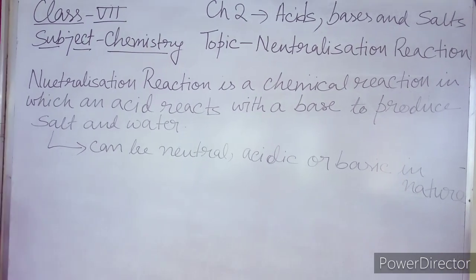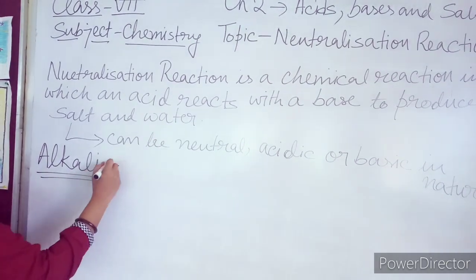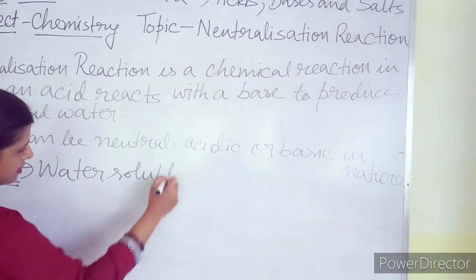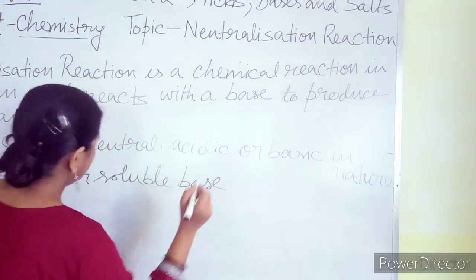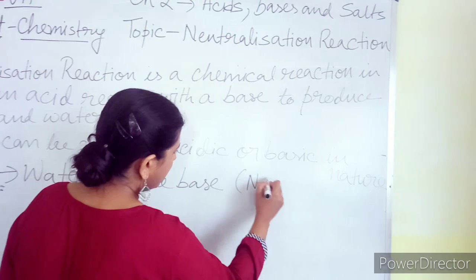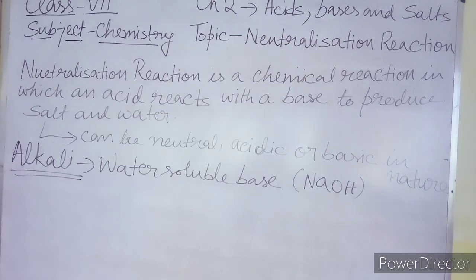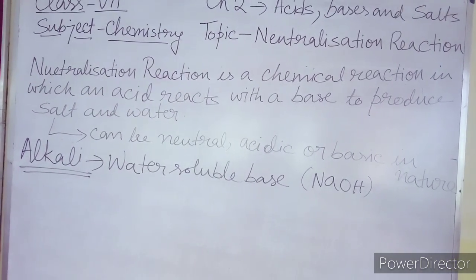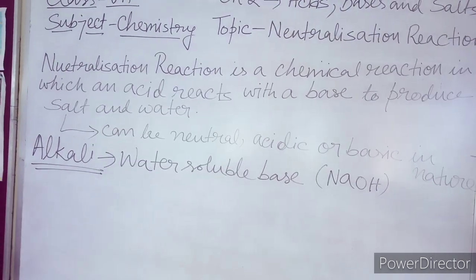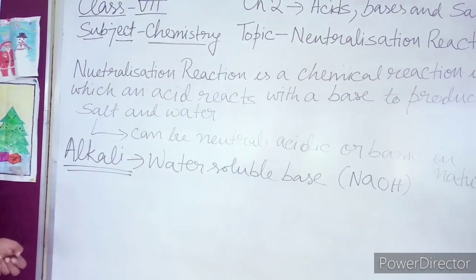So what is actually alkali? Alkali is also a base, but it is a water soluble base. Water soluble bases are called alkali. One example is sodium hydroxide. Sodium hydroxide is a water soluble base which is known as alkali. There are some bases which are not soluble in water. Example, magnesium hydroxide, aluminium hydroxide. These are bases which are not water soluble. So they are bases but they are not alkalis.